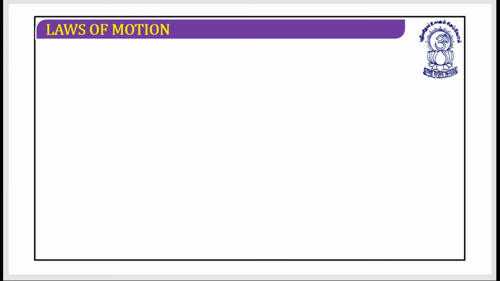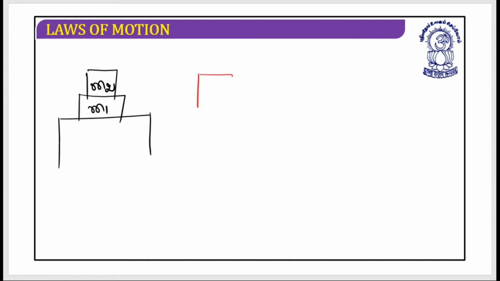Let's suppose the situation is something like this, that this is the table and this is body M1. This is another body which is having a mass M2. So these two bodies are there. Their masses are M1 and M2, and I need to plot a free body diagram of this. So let's just begin with M1. So isolate it. This is M1.